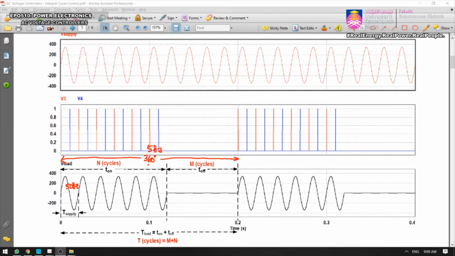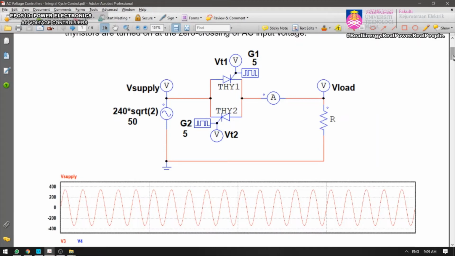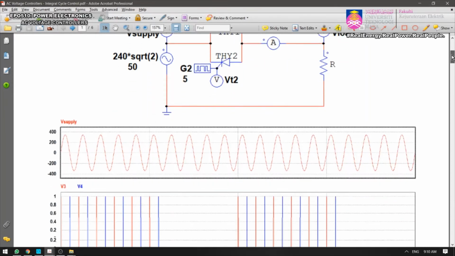So now when you want to trigger thyristor 1 and thyristor 2, we need to follow this 5 hertz. If you look at the circuit again, your output frequency now is 5 hertz, and the input is 50 hertz. They have different frequencies. So when you want to trigger the thyristor, it must be based on the 5 hertz frequency. So we come back to the waveform again.